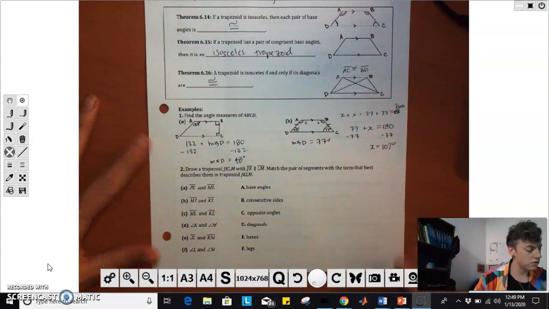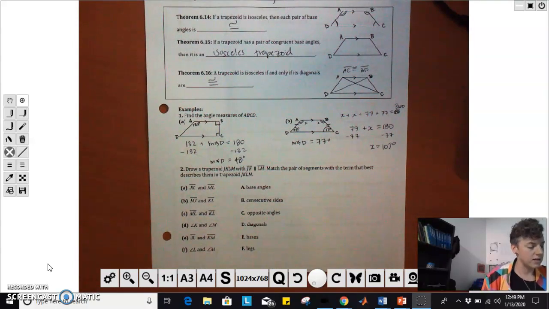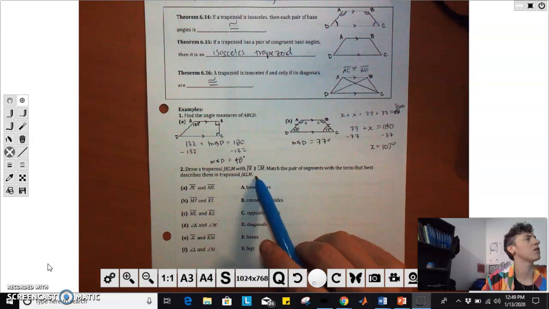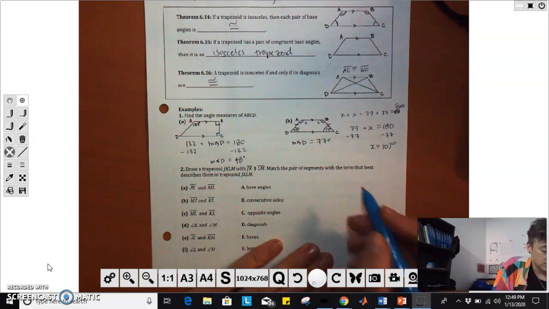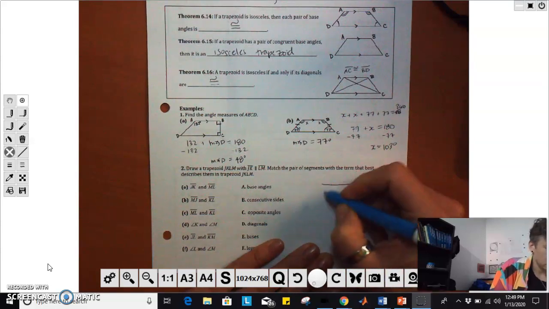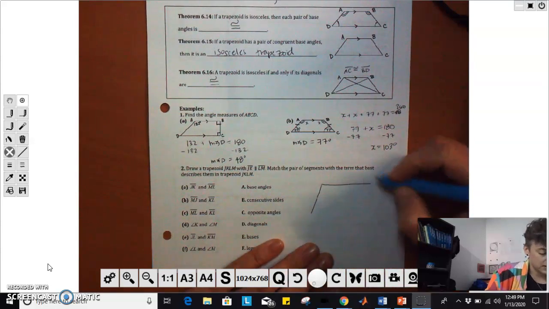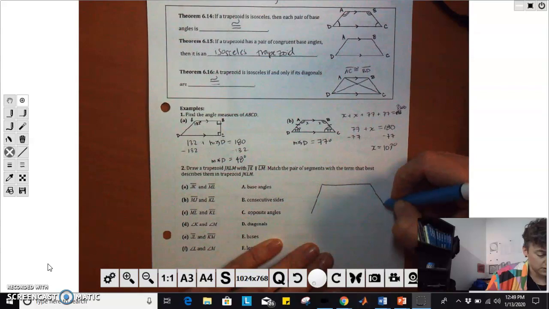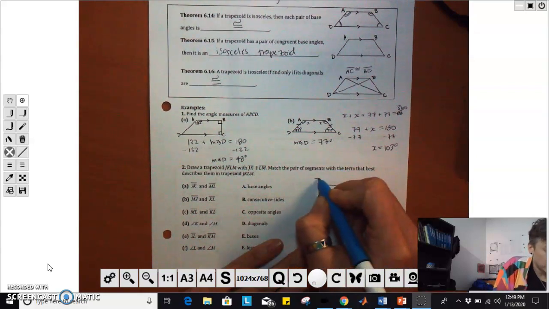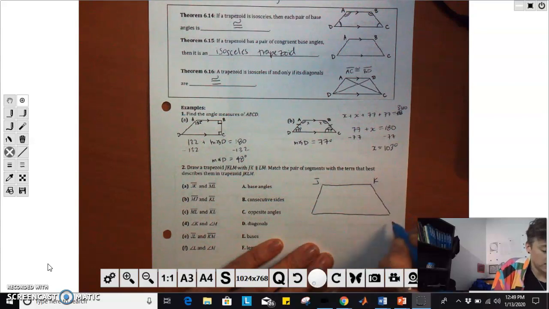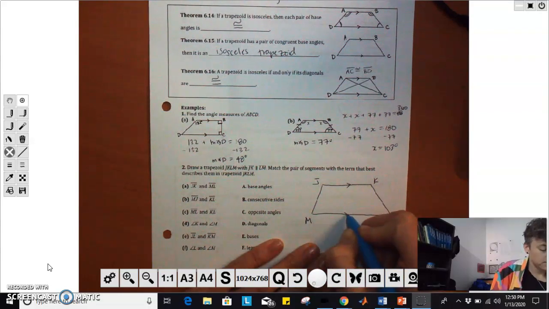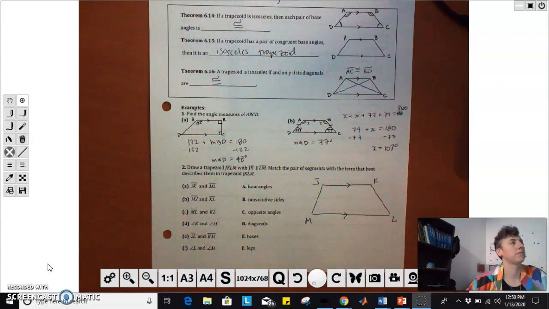Number 2, draw trapezoid JKLM with JK parallel to LM. So that means those are our bases. Okay, let's draw our picture. It doesn't tell us that's isosceles, so those sides don't have to equal each other. Just tells us that JK is going to be parallel to LM. So those are our bases.